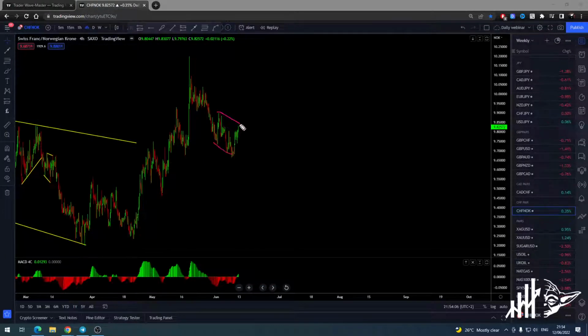I think this is the running flat and we're going lower, so be careful, don't trade it. Not tradable. Okay, so next we are going now to the commodities.